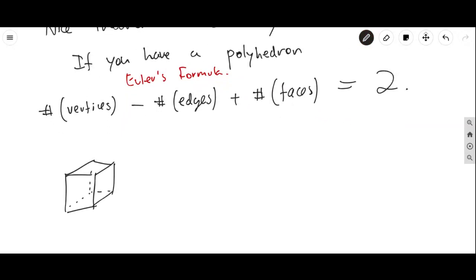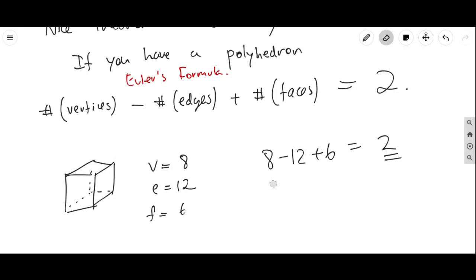So if you count how many vertices you have, 4 vertices in front, 4 vertices in the back, so that's 8. If you count how many faces you have, a cube has 6 faces. And if you count how many edges you have, you have 4 in front, 4 in the back, so that's 8, and you have 4 more here, so that's 12. Now look at this, 8 minus 12 plus 6, what does that equal? That's equal to 2.